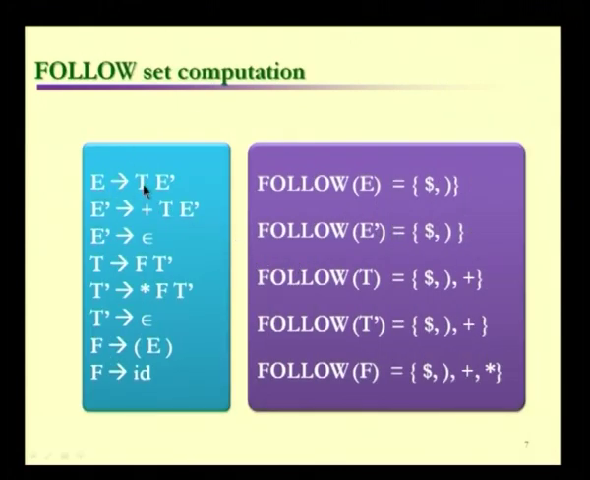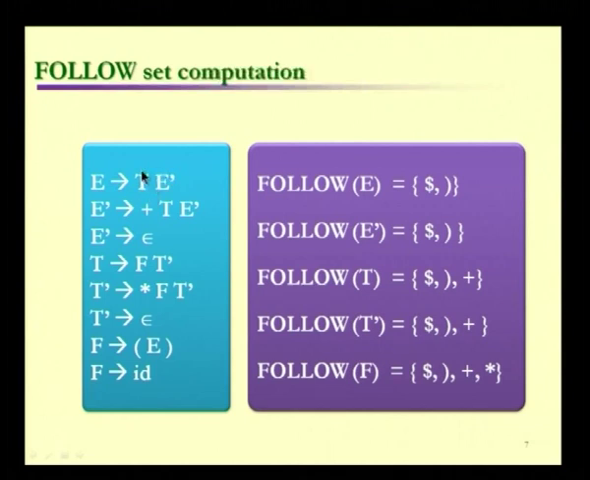We are having E derives T E dash. As far as E derives T E dash is concerned, what the rule says is, if A derives alpha is a production, you write A derives alpha in all the intersections where the first of alpha is having. So in this case we should find out the first of T E dash, and the first of T E dash is the first of T.